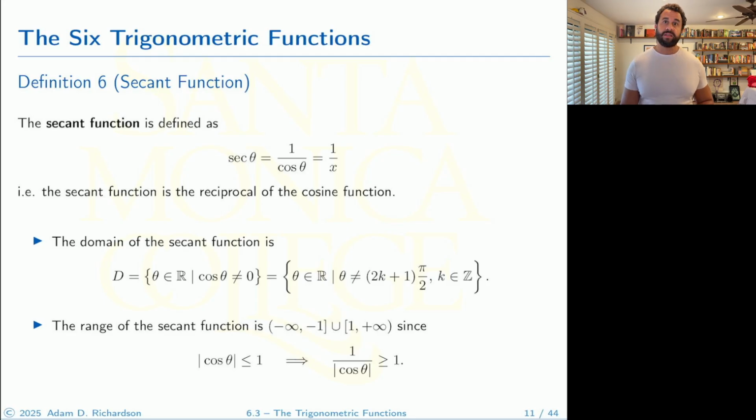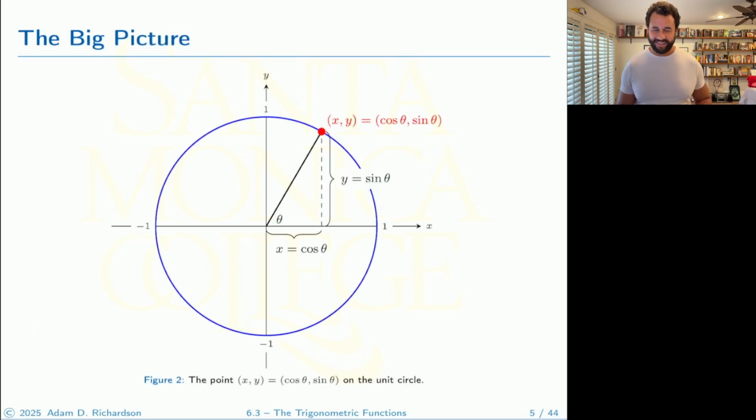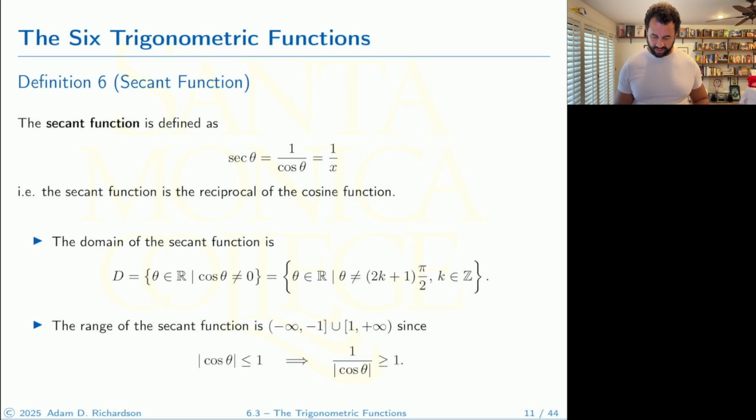All right. Well, when is cosine equal to 0? When is the horizontal displacement equal to 0? Go back to that big picture. Here we go again. When is the horizontal displacement equal to 0? When we're about here. So pi over 2, 3 pi over 2, 5 pi over 2, 7 pi over 2. Wait a minute, this sounds familiar. These are all the odd multiples of pi over 2. And guess what? Those are exactly the numbers that we have to cut out of the domain of secant. Odd multiples of pi over 2.